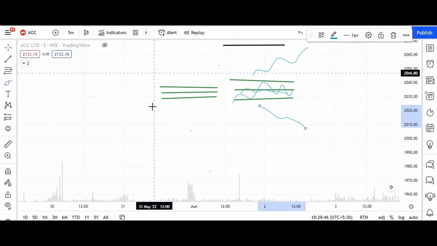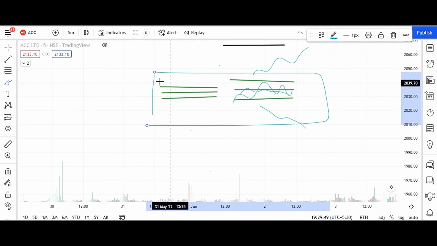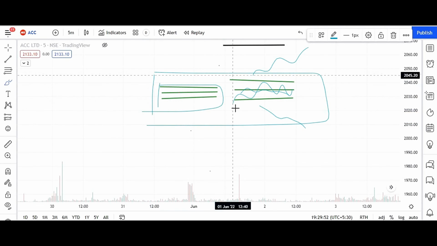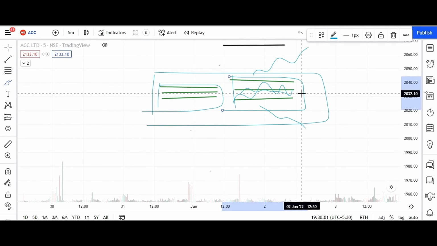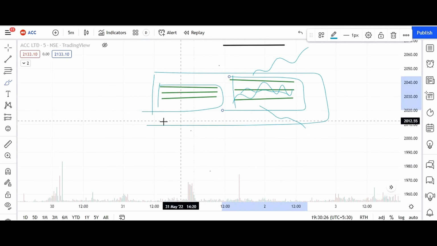Okay, you must remember this setup. Yesterday's CPR should be confined inside today's CPR. So it would be a sideways to volatile, choppy day. So we don't take any trades on that particular day. Let's see a few examples of that setup. Outside CPR. Remember the definition. If yesterday's CPR is confined inside today's CPR, then that CPR is called outside CPR. It would be a sideways to volatile day. So we don't take any trades. Let's see the examples for this setup.